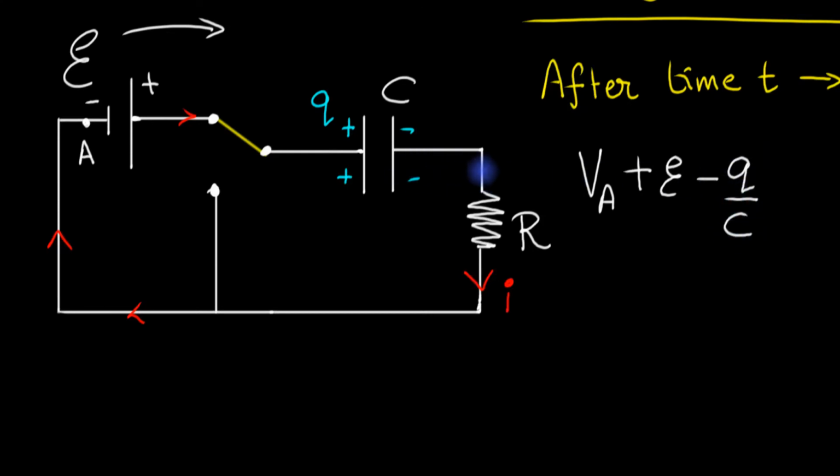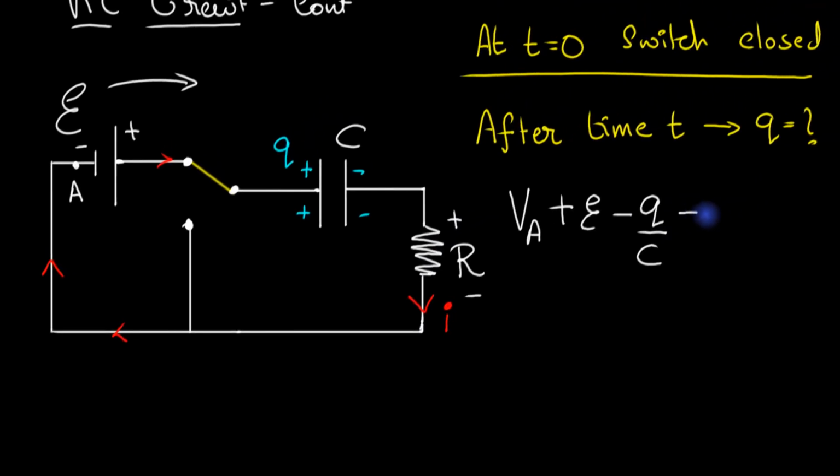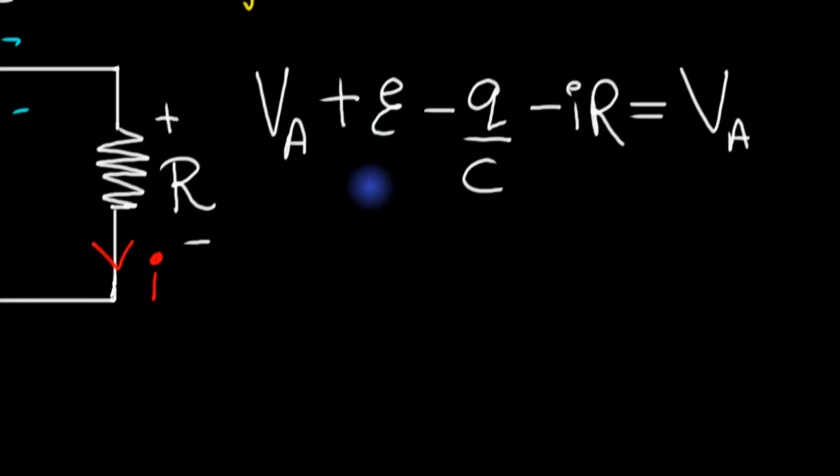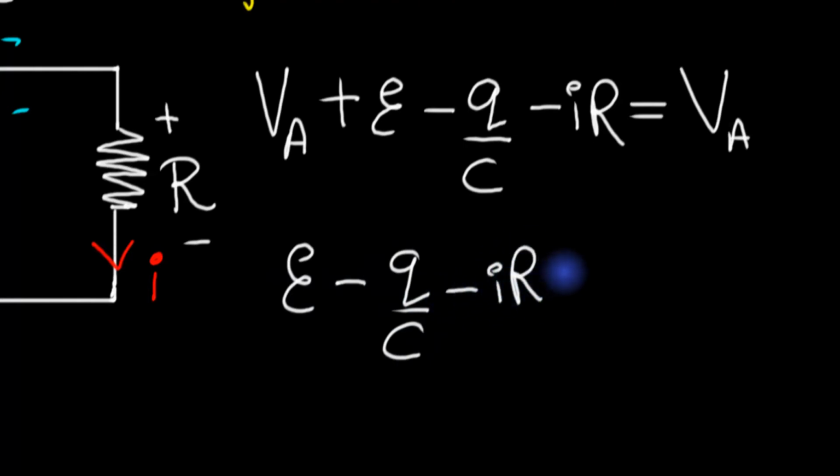And then I'm over here now. Again, I'll be going down in potential. Notice because I'm going in the same direction as the current, so I'm going down. Ohm's law: minus IR. And in doing so, notice I have actually reached point A because there are no other potential drops anywhere in between. So I have reached point A, and therefore that should be equal to voltage A. And hence this thing should cancel out. This thing should be 0. And therefore E minus Q by C minus IR should be equal to 0.